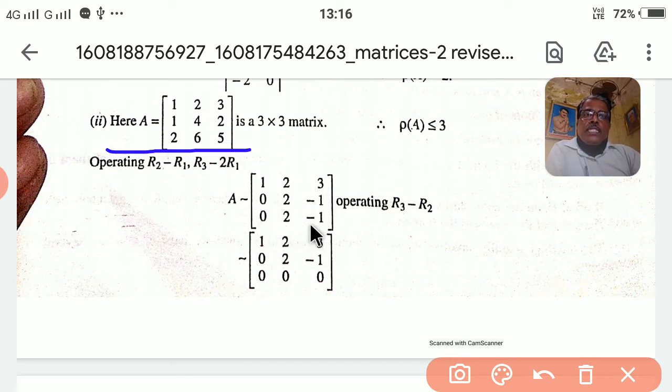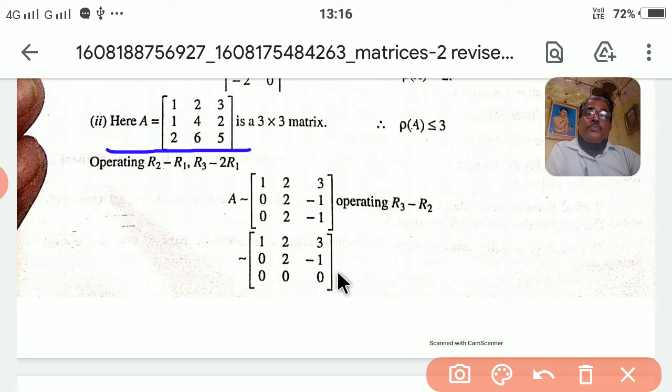After obtaining this, next we operate R3 minus R2. Now this is R3 and this is R2. So write the first row as it is, 1 2 3. Then R3 minus R2 gives 0 minus 0, 0; then 2 minus 2, 0; minus 1 plus 1, that is 0. So this is R3 minus R2.